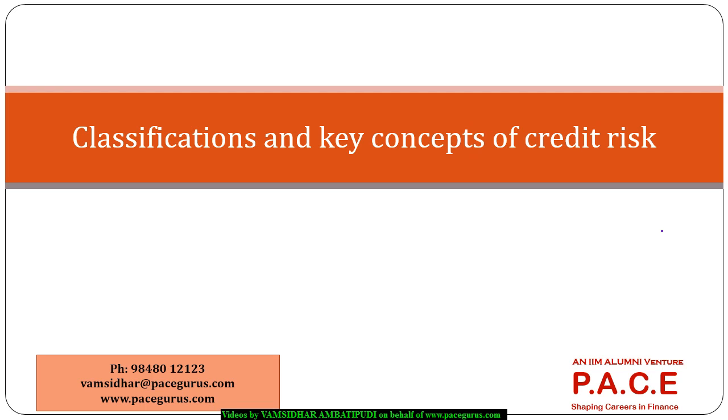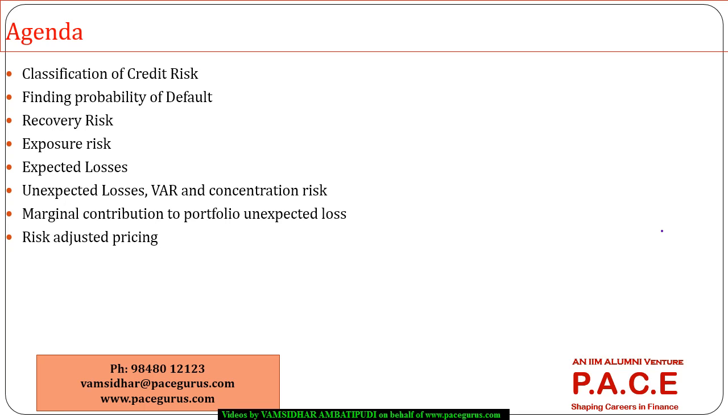Hello everyone. In this session, we are going to talk about the classifications and the key concepts of credit risk. As a part of this session, we would be looking at the different kinds of classification of credit risk. What are the different kinds of risks that typically go as a part of credit risk? Two broad classifications is what we would be talking of. In the next slide, I will highlight those various classifications of credit risk.